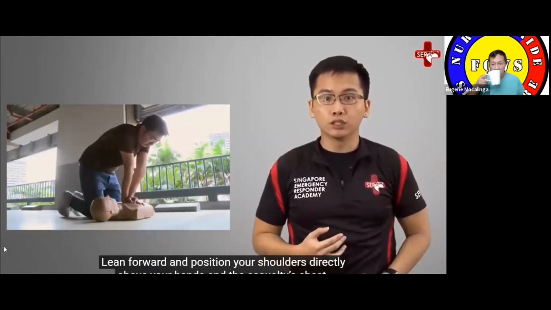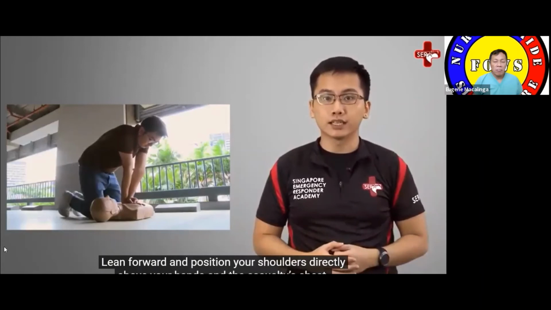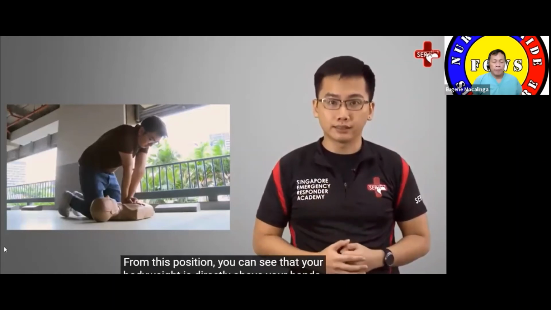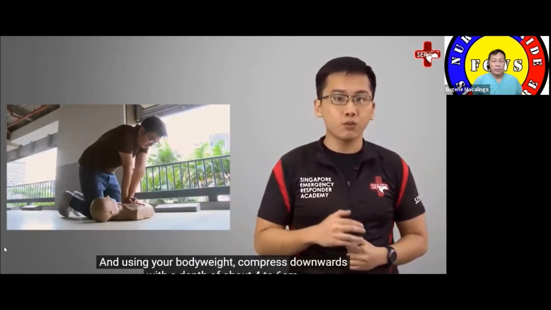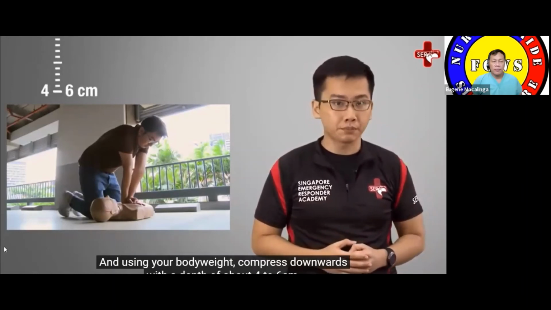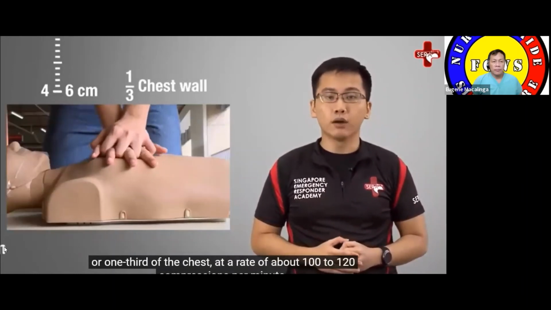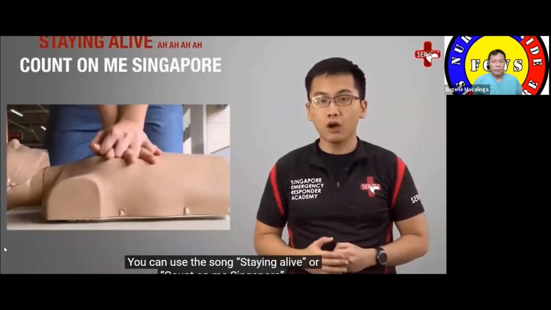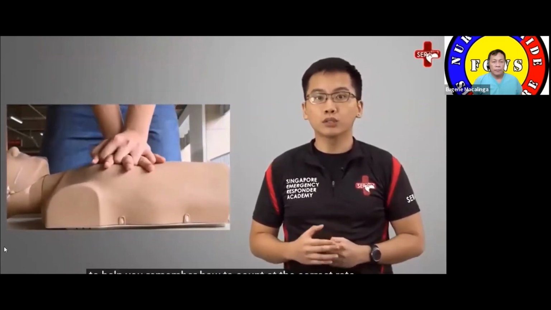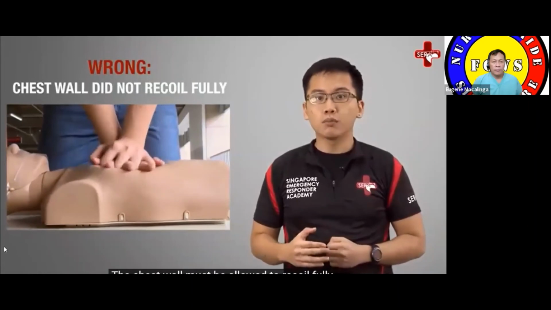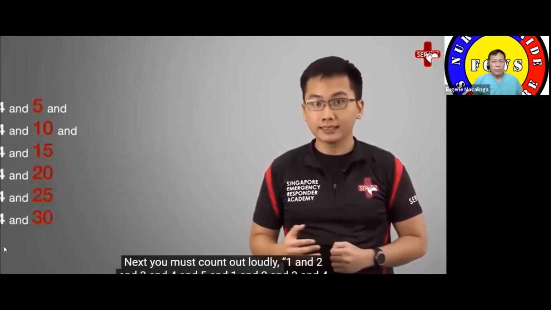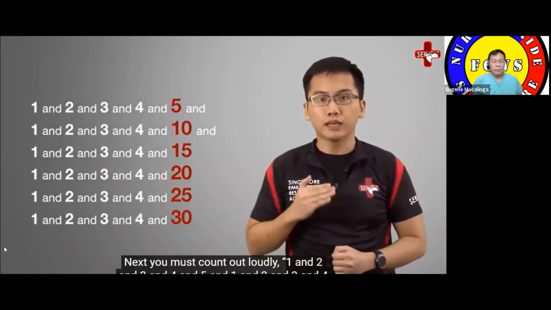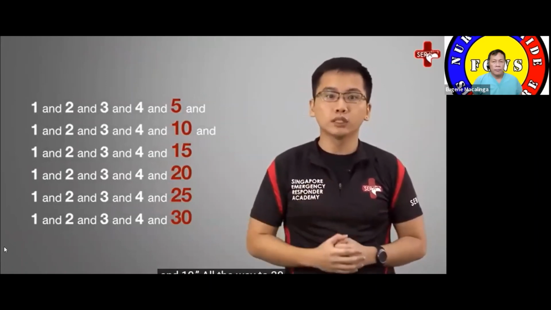Lean forward and position your shoulders directly above your hands and the casualty's chest. From this position, you can see that your body weight is directly above your hands. And using your body weight, compress downwards with a depth of about 4 to 6 cm, or 1/3 of the chest at a rate of about 100 to 120 compressions per minute. You can use the song Staying Alive or Count on Me Singapore to help you remember how to count at the correct rate. The chest wall must be allowed to recoil fully. Next, you must count out loudly 1 and 2 and 3 and 4 and 5 and 1 and 2 and 3 and 4 and 10, all the way to 30.